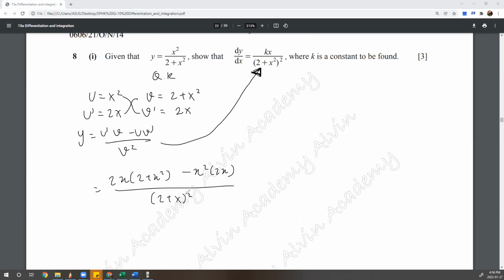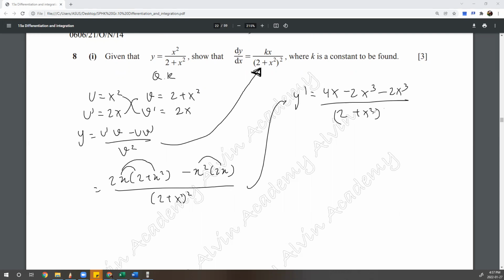Yeah, there you go. Okay, and then y prime will equal 4x. No, wait, 4x minus 2x cubed, and then minus 4x cubed. Oh no, minus 2x cubed over 2 plus x squared bracket squared, and you can cross out. Okay, y prime. So k is 4x, right? Done.